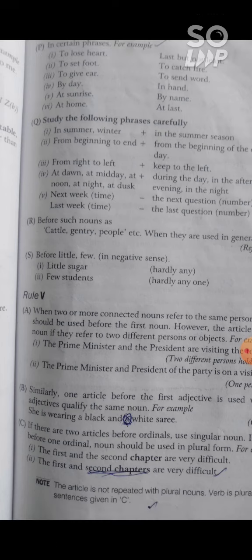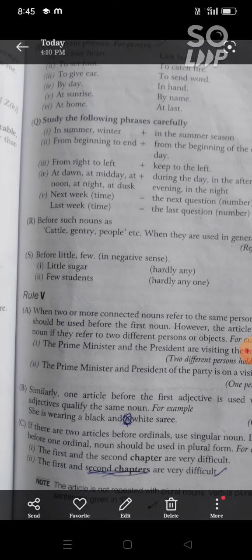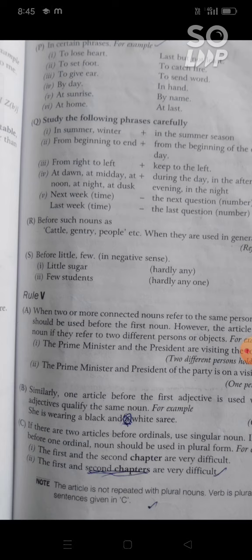If there are two articles before ordinals, use a singular noun. In the case of one article before ordinals, the noun should be used in the plural form. For example, "The first and the second chapter are very difficult." They are both different chapters. Or, "The first and second chapters are very difficult." So, if there are two articles before ordinals, use a singular noun; if there is one article, the noun should be used in the plural form.